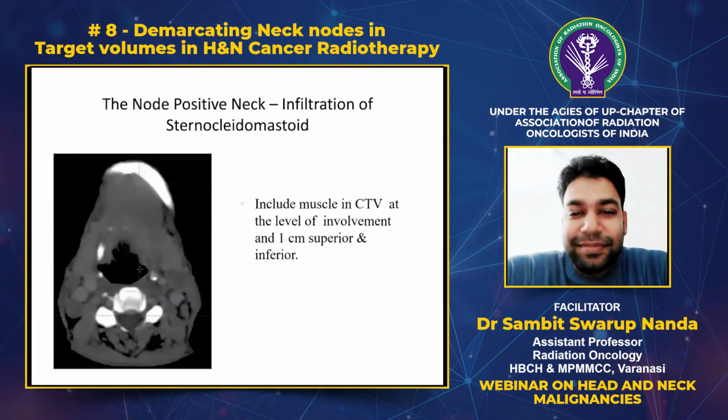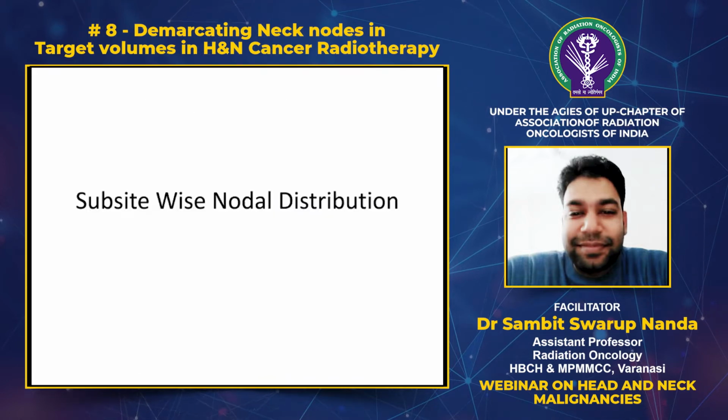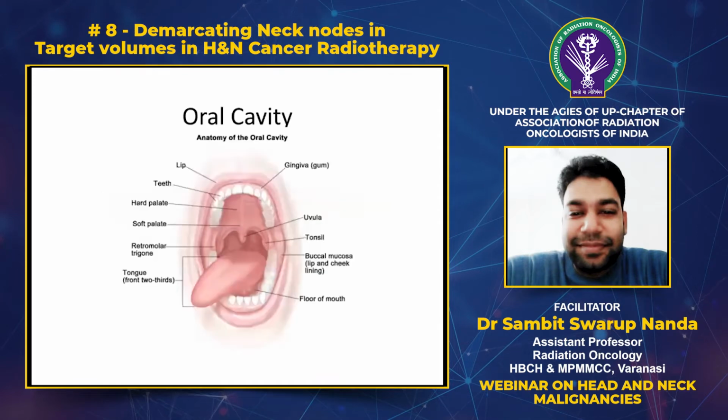As far as the muscle is concerned, the sternocleidomastoid group of muscles has to be contoured, and 1 centimeter superior and inferior to the grossly involved lymph node is to be taken into account while contouring the nodal CTV. Now, what about the subsite-wise nodal distribution, and what CTVs are to be taken while contouring the nodal CTV volume?